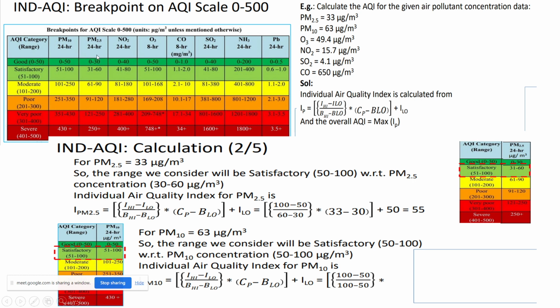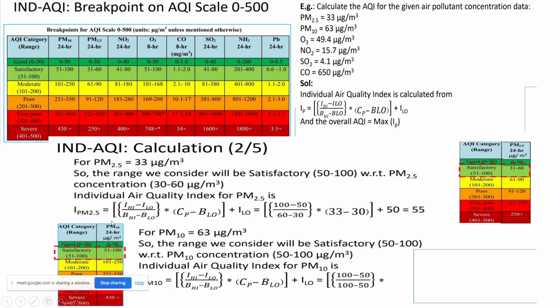Sorry, this is PM10. This is PM 2.5, so this is the satisfactory condition. The range is 51 to 100, so the range you will consider will be satisfactory. With respect to PM 2.5, the concentration is 30 to 60 microgram per meter cube. If you put the values in this equation, the air quality range is from 51 to 100.